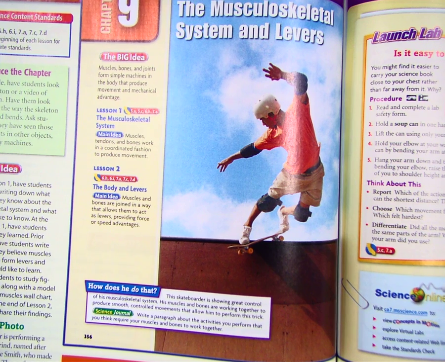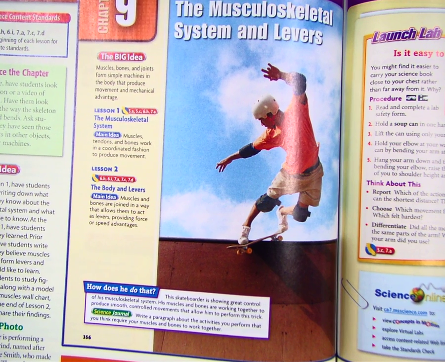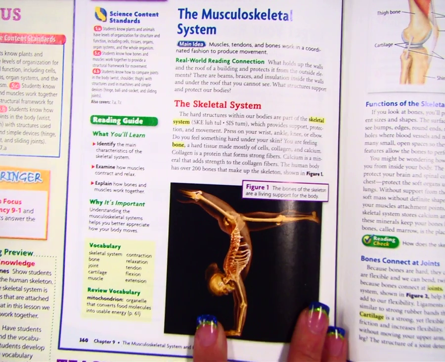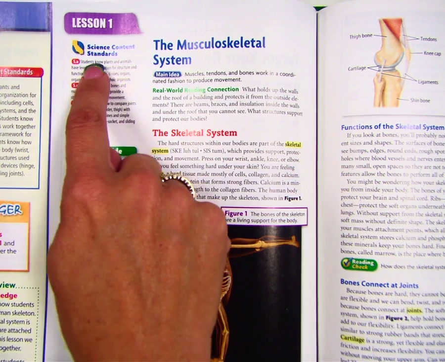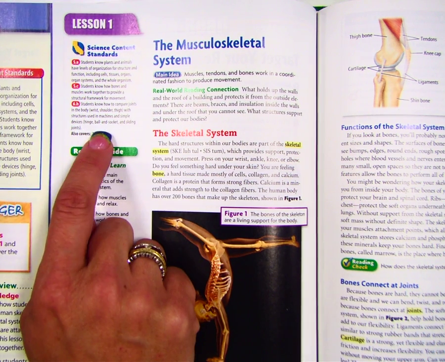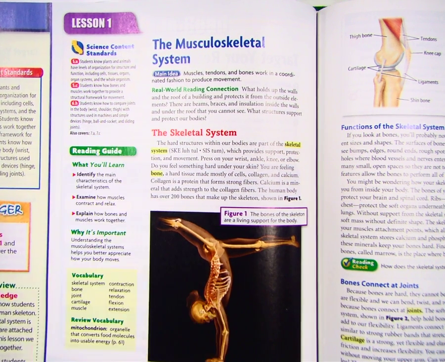All right, we're going to start with chapter 9. So you're going to open your book to page 356, and page 356 looks like this. And we're focusing on the muscular skeletal system and levers, okay?